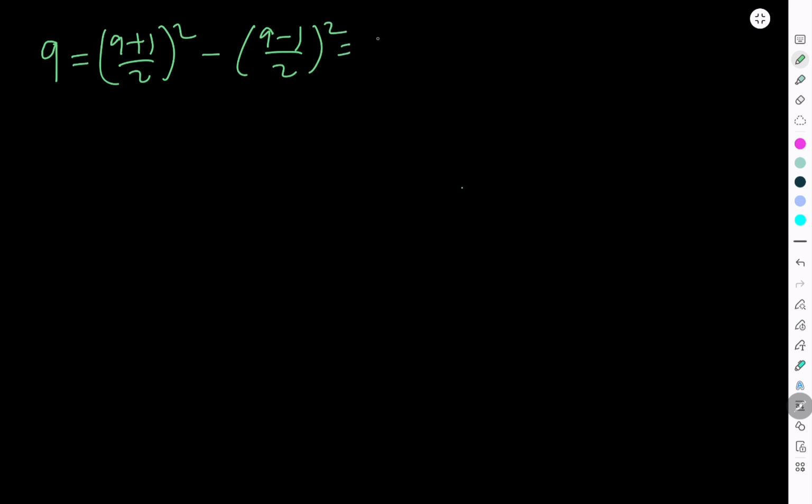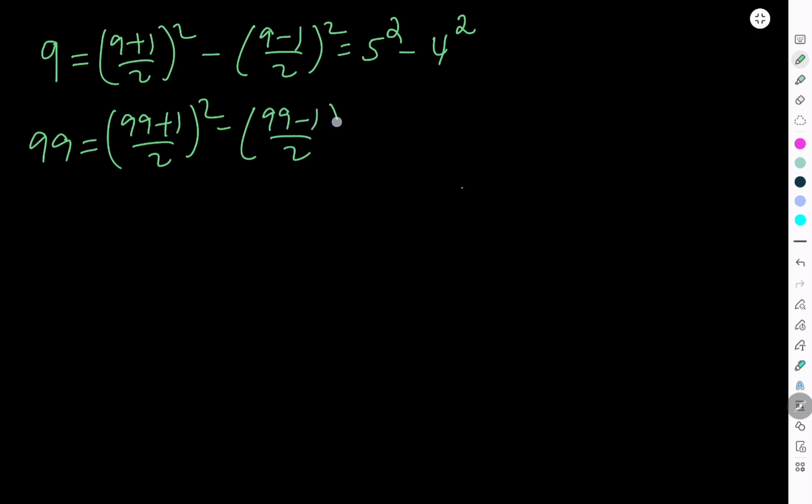9 can be expressed as what? Let us use the relation. 9 means (9 plus 1 over 2) squared minus (9 minus 1 over 2) squared. 9 plus 1 over 2 is 5 squared, minus 9 minus 1 over 2 is 4 squared. Similarly, if we have the two-digit number 99, it is going to be (99 plus 1 over 2) squared minus (99 minus 1 over 2) squared. 99 plus 1 is 100, divided by 2 is 50 squared. 99 minus 1 is 98, divided by 2 is 49 squared.